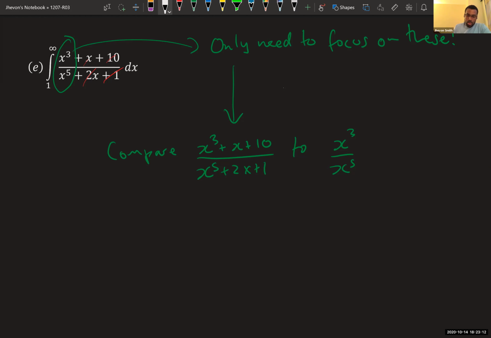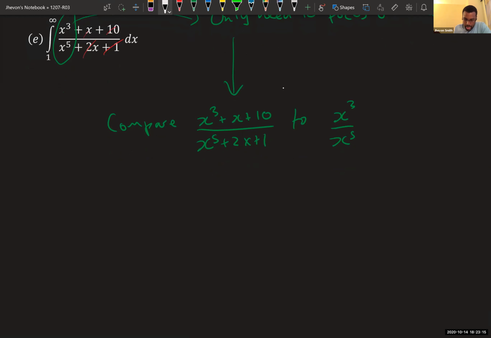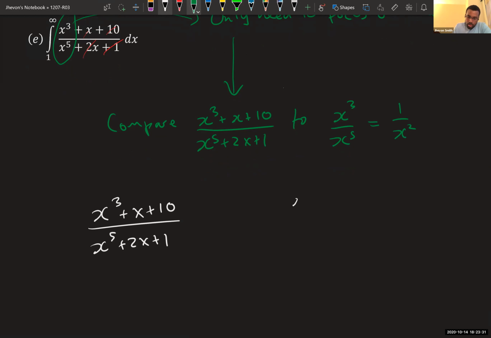So now I pose that question to you. How do these compare? And this guy, of course, is going to be 1 over x squared. So if I look at 1 over x squared, and I were to ask you, is it this or is it that? If I were to ask you how these compare, what would you say? Who's bigger?